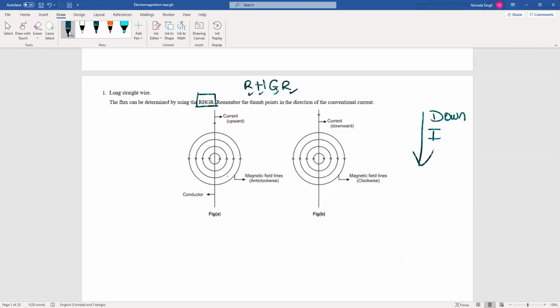you have a counterclockwise magnetic field. So once your current is going up, you're going to get a counterclockwise magnetic field. Once your current is going down, you are going to get a clockwise field. That's all you have to remember.